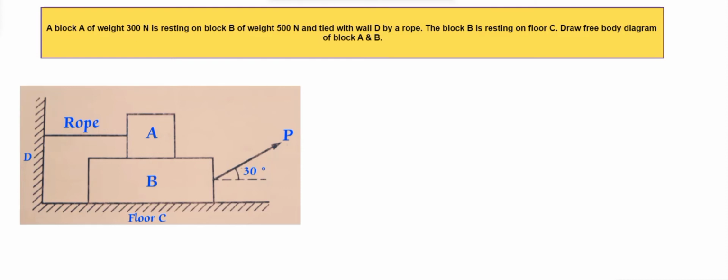First of all, let's see what the reactions acting on block A are. The weight will be acting in the downward direction. Then, as it is connected by a rope, tension will be acting in the rope.